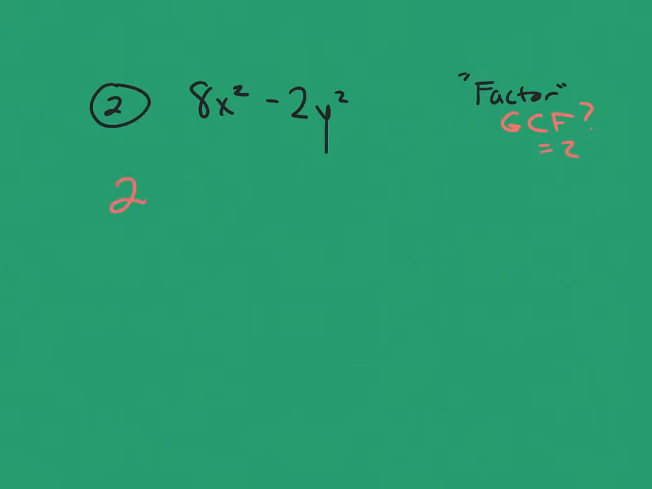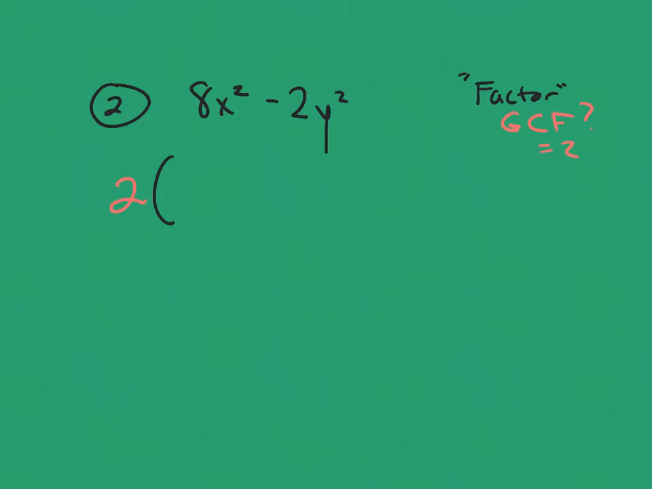Next example, number 2, 8x squared minus 2y squared. The instructions, if it ever says factor anywhere, so completely factor the given polynomial, that word factor is in there, so we want to remember to check for greatest common factor. And if we look at these, can't take x out of both, can't take y out of both, but 8 and 2 both have a factor of 2. So we're going to take out that 2, and then we're going to rewrite. Basically what you're doing is dividing by 2.